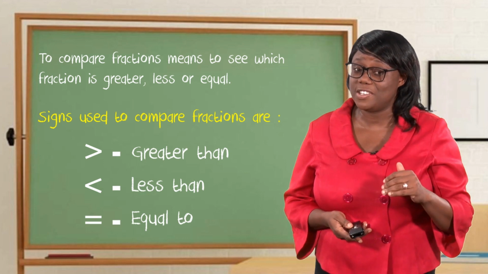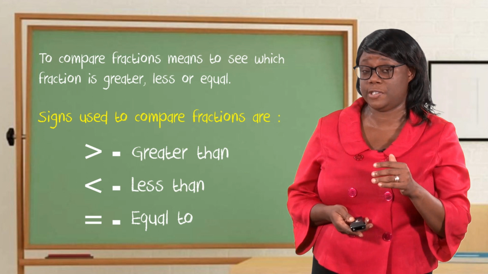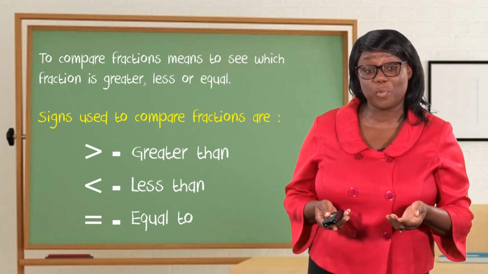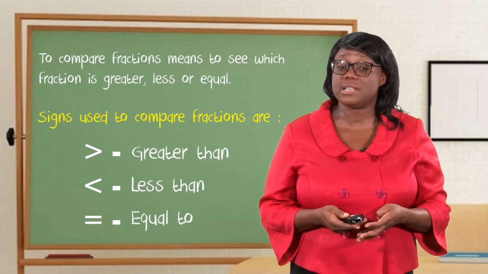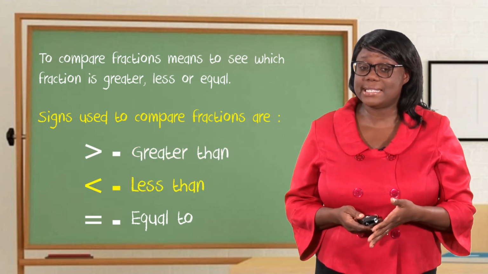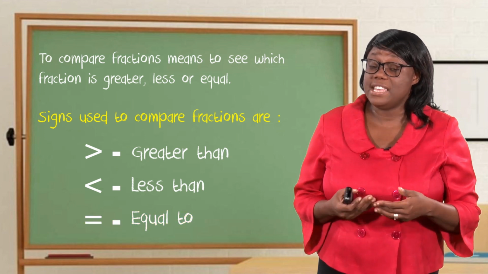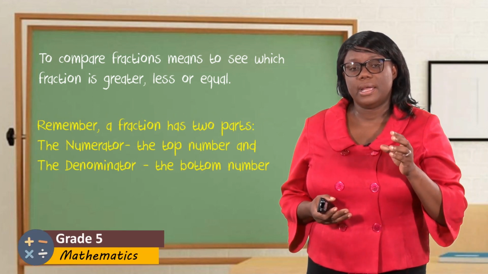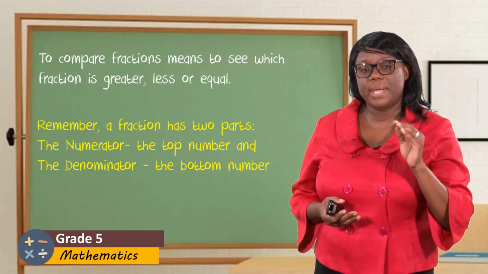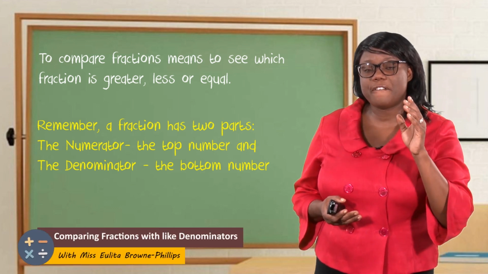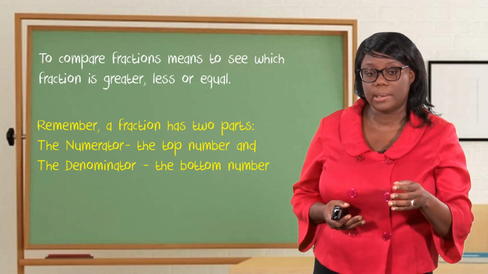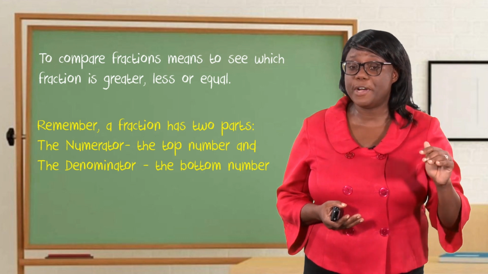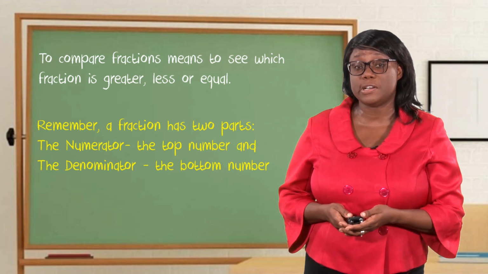Now, when comparing fractions, you will be seeing some symbols that we use to compare fractions. You may have seen these symbols in grade 4, grade 3, grade 2, or even grade 1. The symbols used to compare fractions are greater than, less than, or equal to. Equal to means having the same value. Remember, in one of our previous lessons, we said that a fraction is a part of a whole. A fraction has two parts, the numerator or the top number and the denominator or the bottom number.